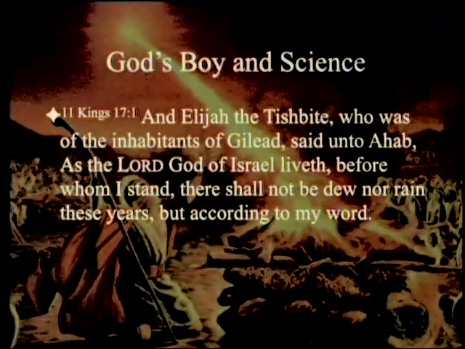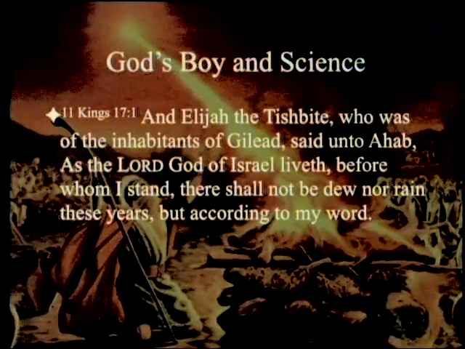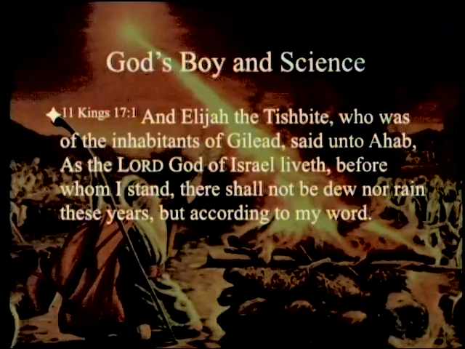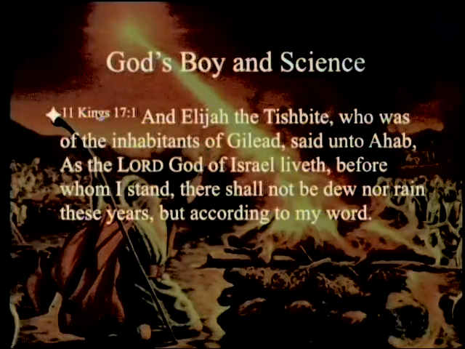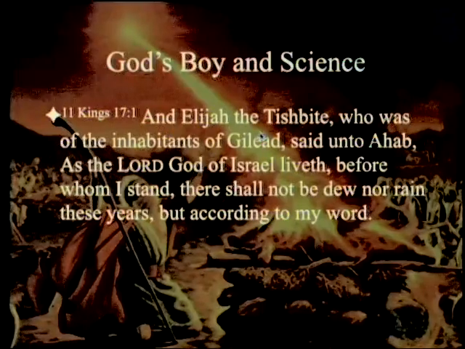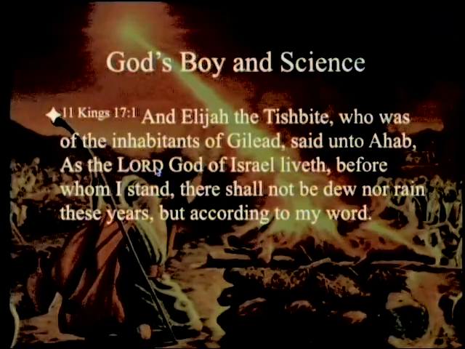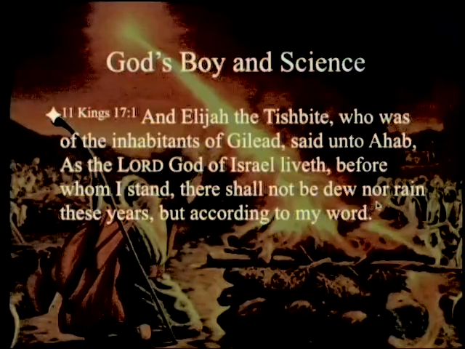Okay. Now, I'm going to go over a few texts on Elijah, so that you can see where I'm drawing this from. This is the beginning of where Elijah comes into the text, and that should be 1 Kings 17:1. And Elijah the Tishbite, who is of the inhabitants of Gilead, said unto Ahab, as the Lord God of Israel liveth before whom I stand, there shall be not dew nor rain these years, but according to my word.